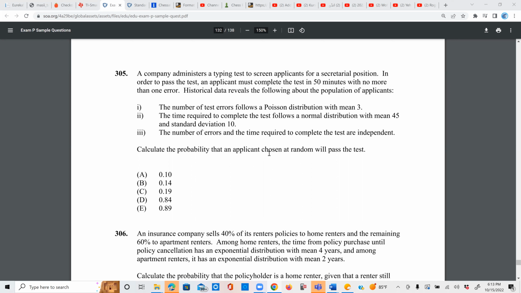So to pass the test, two things must be done. The applicant must complete the test within 50 minutes, and there should be no more than one error. And the third condition tells us that these two are independent events. So basically, we'll calculate separately the probability that the test is completed in 50 minutes, and then we'll calculate the probability that there's no more than one error, and then these are independent events, so the probability of this and this happening should be the product of the two.